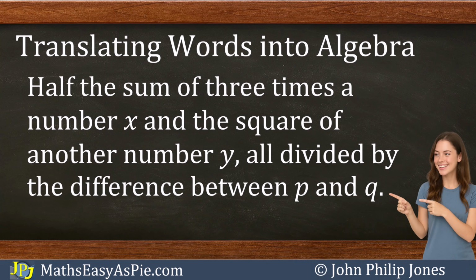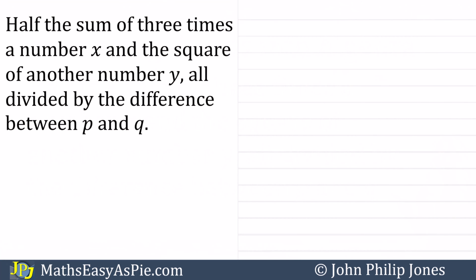Let's consider this example where we have to translate the words into algebra. It says, half the sum of 3 times a number x and the square of another number y, all divided by the difference between p and q. Have a go at this yourself and I'll show the solution on the next slide.